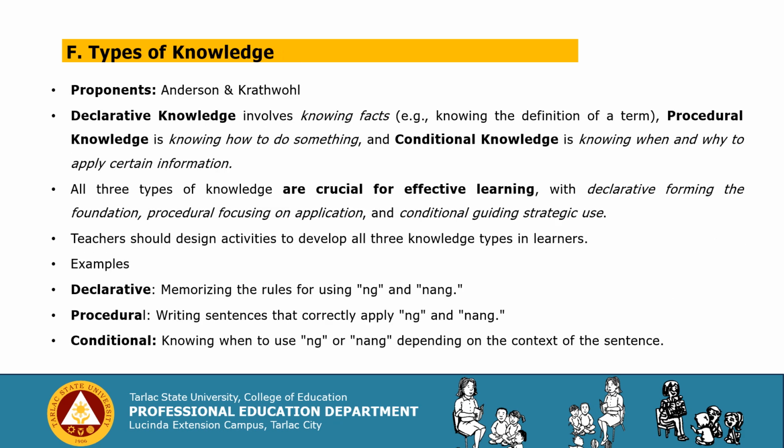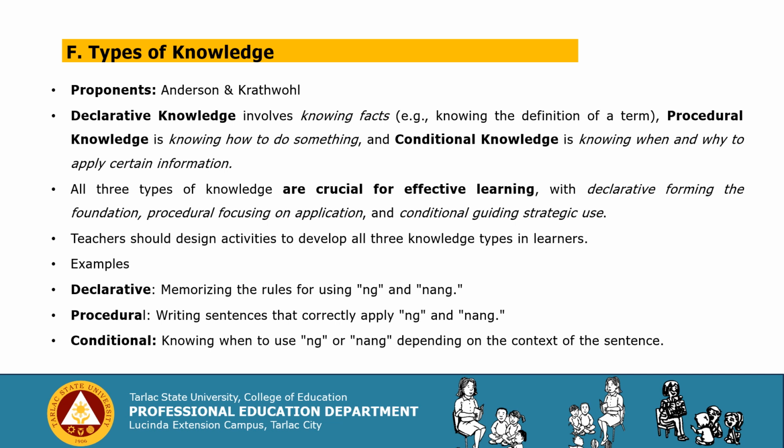Let's now move on to letter F, which is types of knowledge. Anderson and Krathwohl identify three main types of knowledge, which are declarative, procedural, and conditional. Let's talk about declarative knowledge: knowing facts or information, like the definition of each term. Procedural knowledge: knowing how to do something, like solving math problems. Conditional knowledge: knowing when and why to apply certain information, which guides strategic decision making.